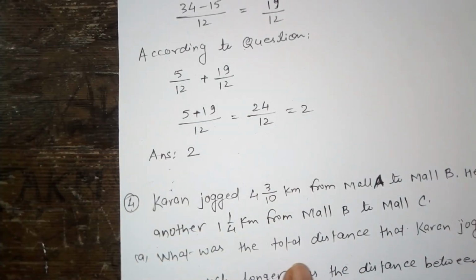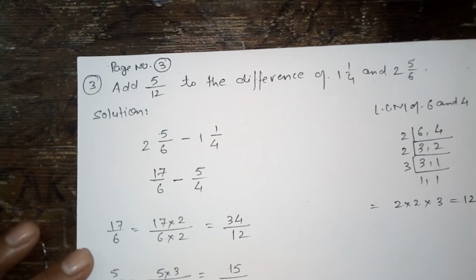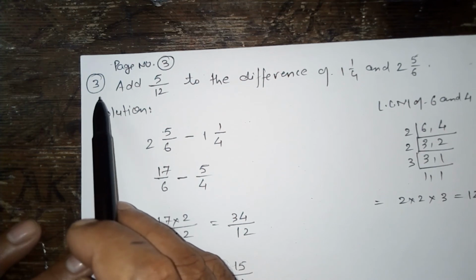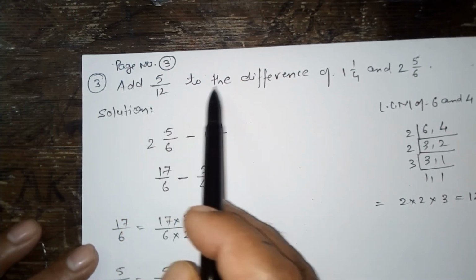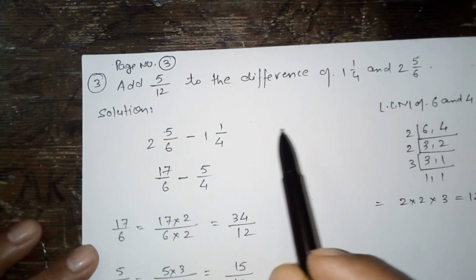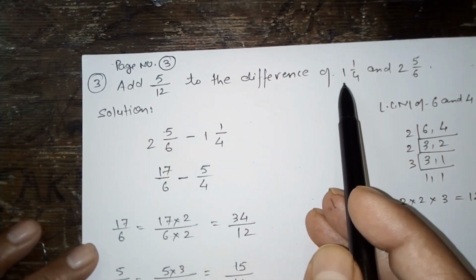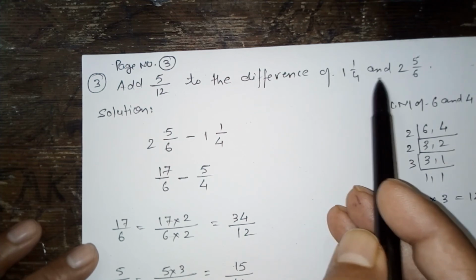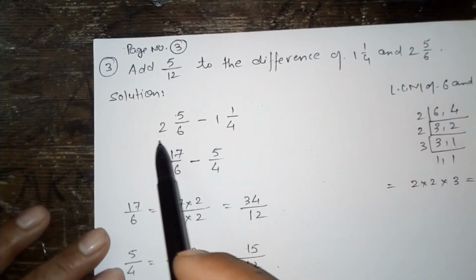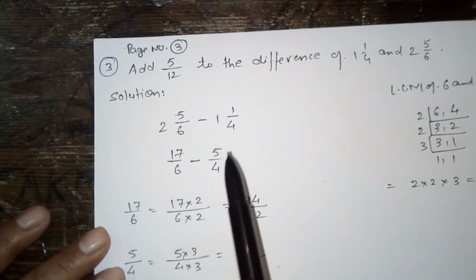Now I have one more question. All these questions depend on your book. This is your question number 3. Add 5 upon 12 to the difference of 1 and 1 upon 4 and 2 and 5 upon 6. The meaning is, in this question, first we will take out the difference of 1 and 1 upon 4 and 2 and 5 upon 6. Now look here. This is 2 and 5 upon 6 minus 1 and 1 upon 4.